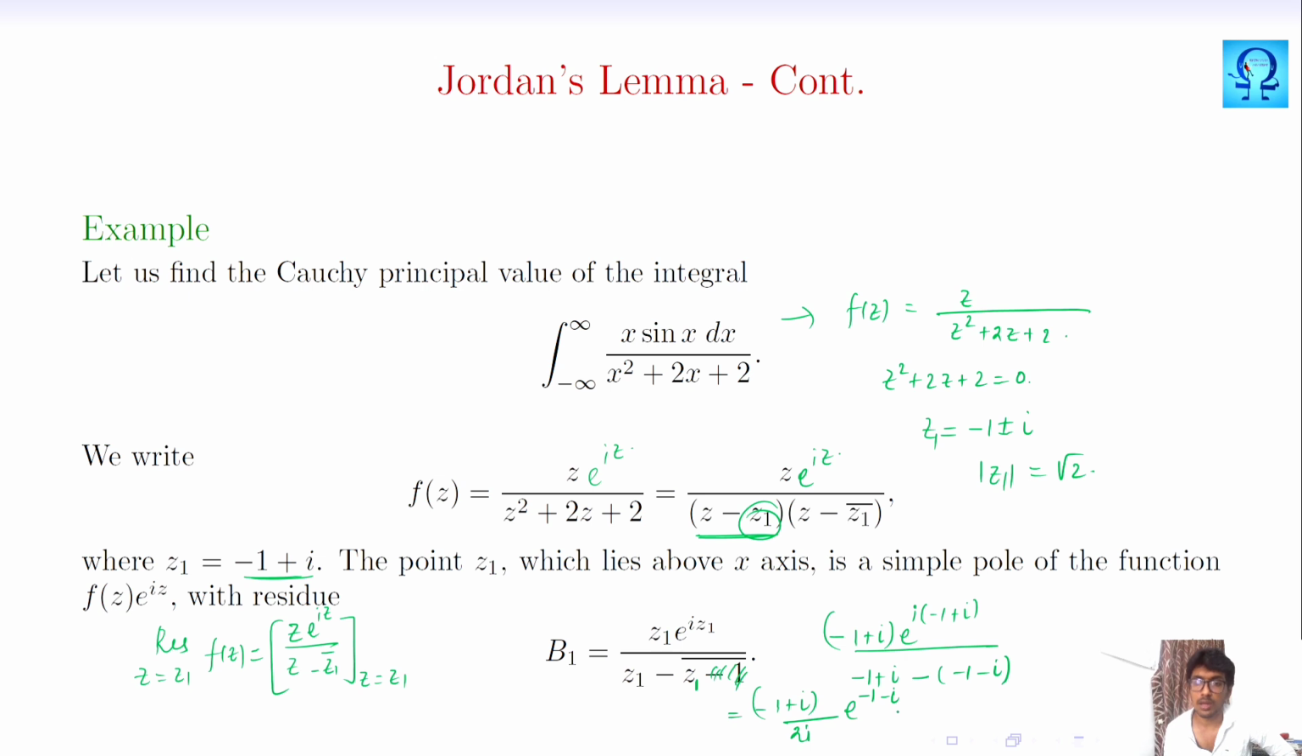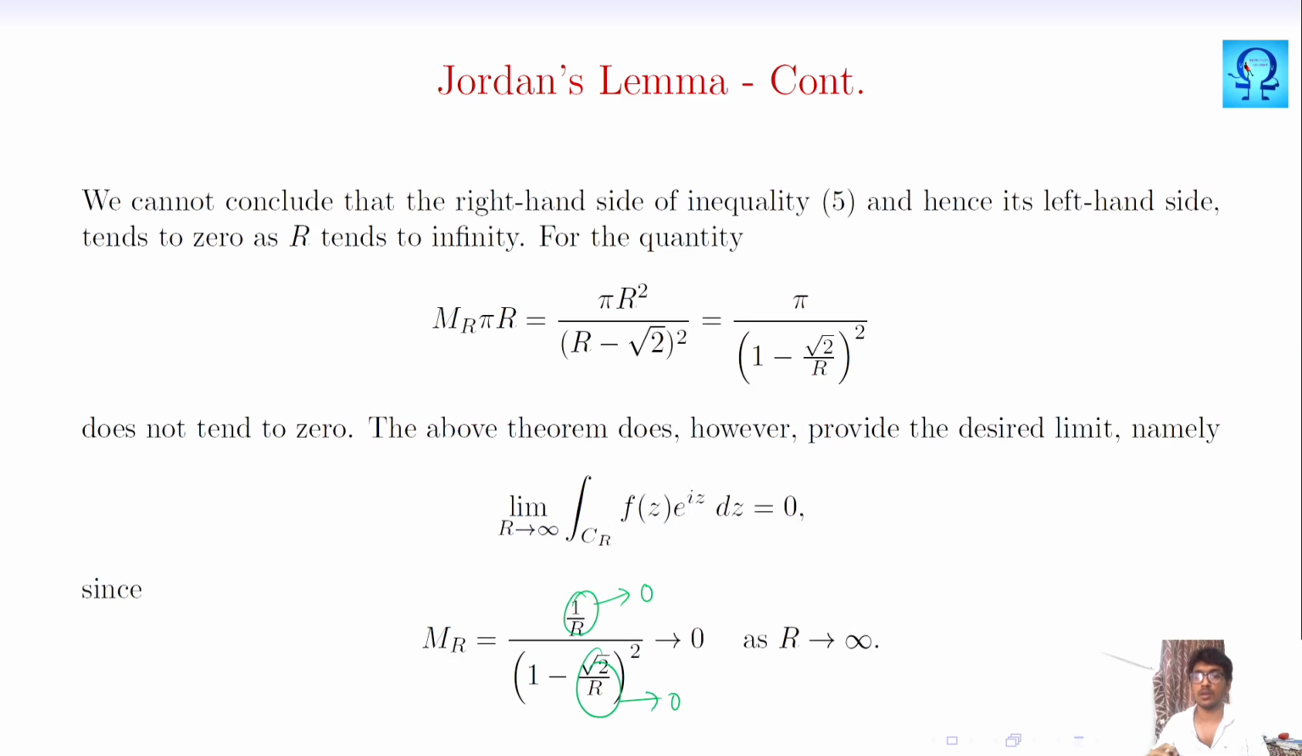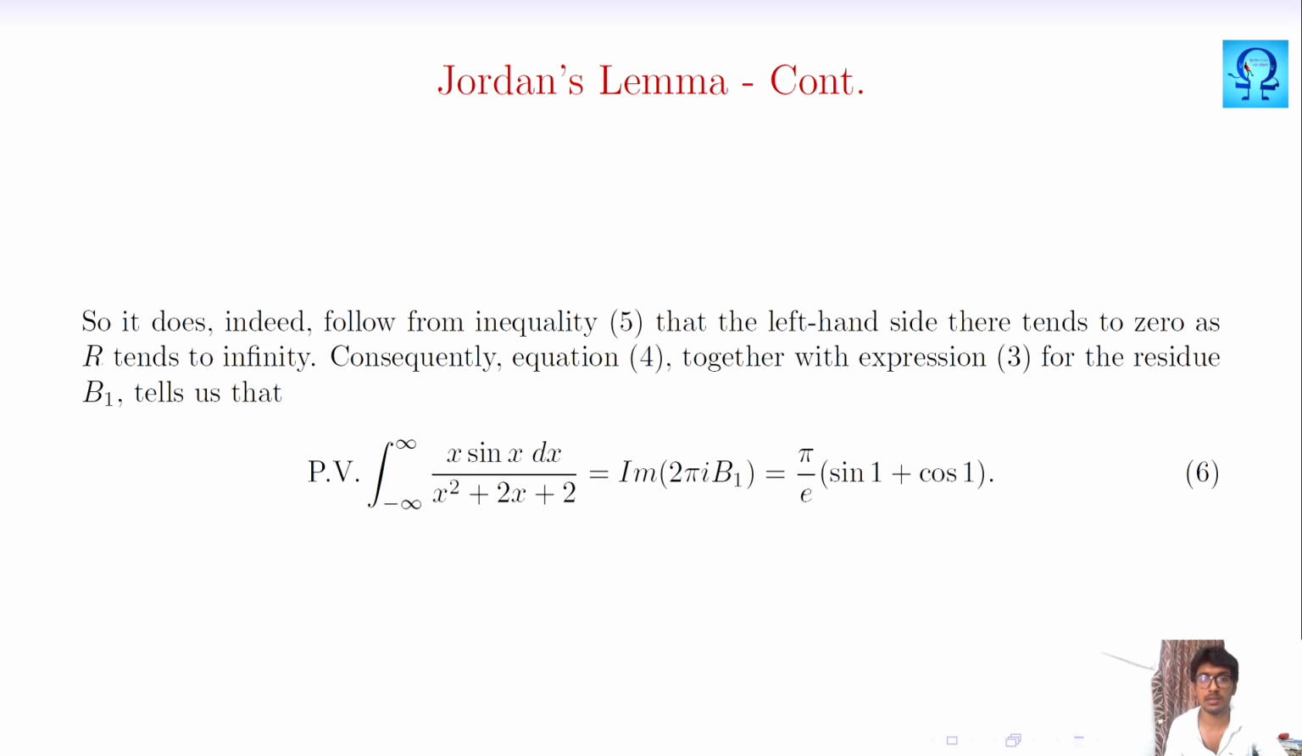Okay, so now if you will have to expand it. Let me just note it down here. It is (-1 + i)/(2i) times e to the power (-1 - i). We now come to the final page. So here, the b1 value is what? (-1 + i)/(2i) e to the power (-1 - i).